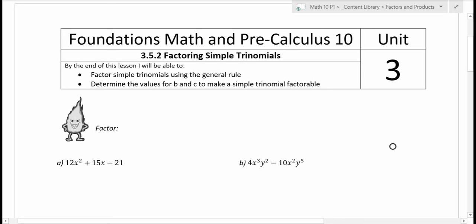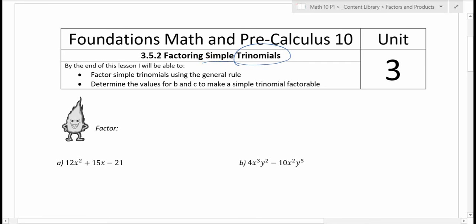All right, welcome back to the fifth lesson for the polynomial chapter. We are going to be factoring simple trinomials today. Now, we all know what a trinomial is, right? It's a polynomial with three terms.